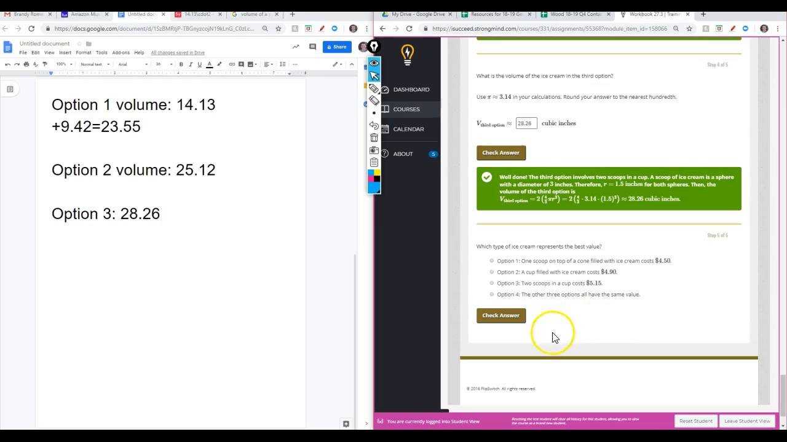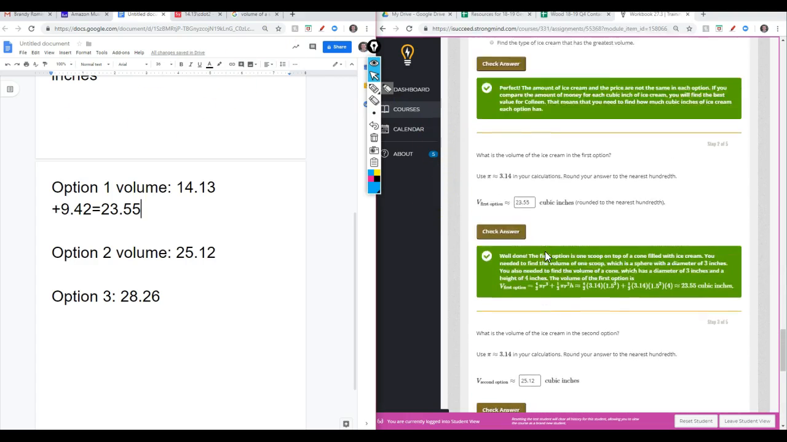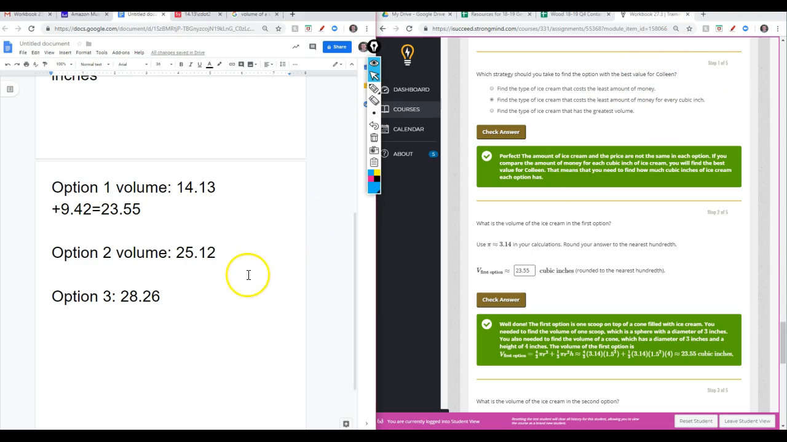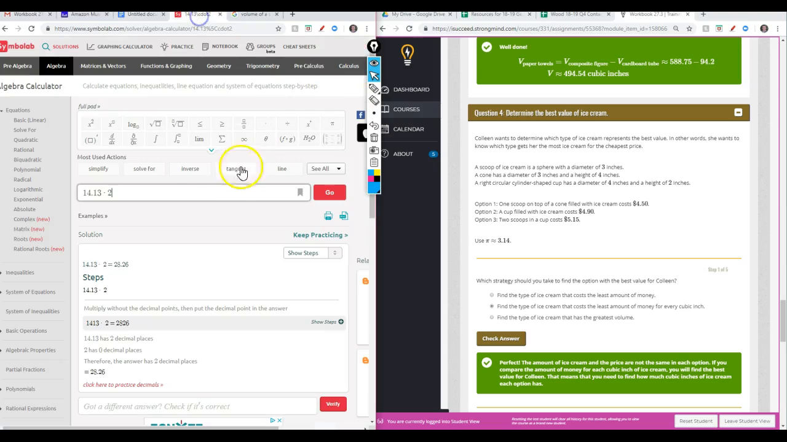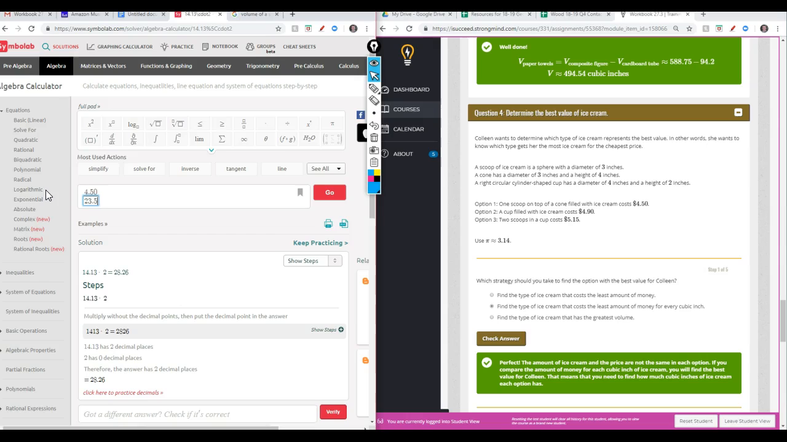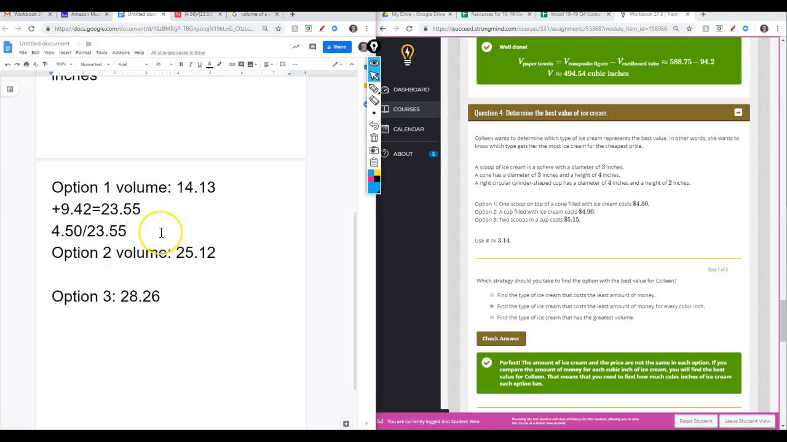Okay, so which type of ice cream represents the best value? Alright, so this is what we do to compare value. Remember, we wanted to know the cost for every cubic inch. So that would be money divided by the volume. For option 1, the cost was $4.50. So we have $4.50 divided by the volume, which was 23.55. That gives us 0.1910. So about 19 cents per cubic inch.